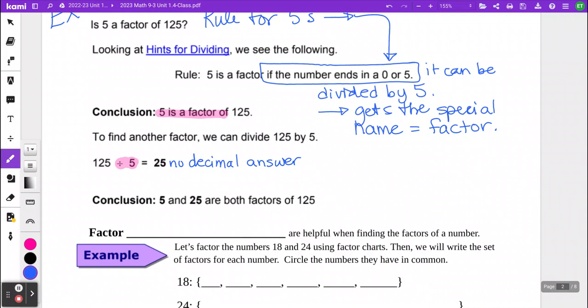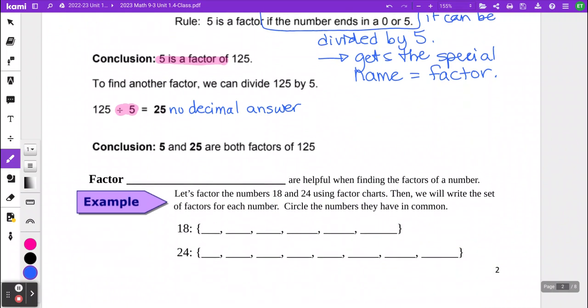So what does it say? It says factor lists, and the lists come usually from our T-charts. So factor lists and sets are helpful when finding factors of a number. So we're going to factor the numbers 18 and 24 using factor charts. It says, then we will write the set of numbers for each number.